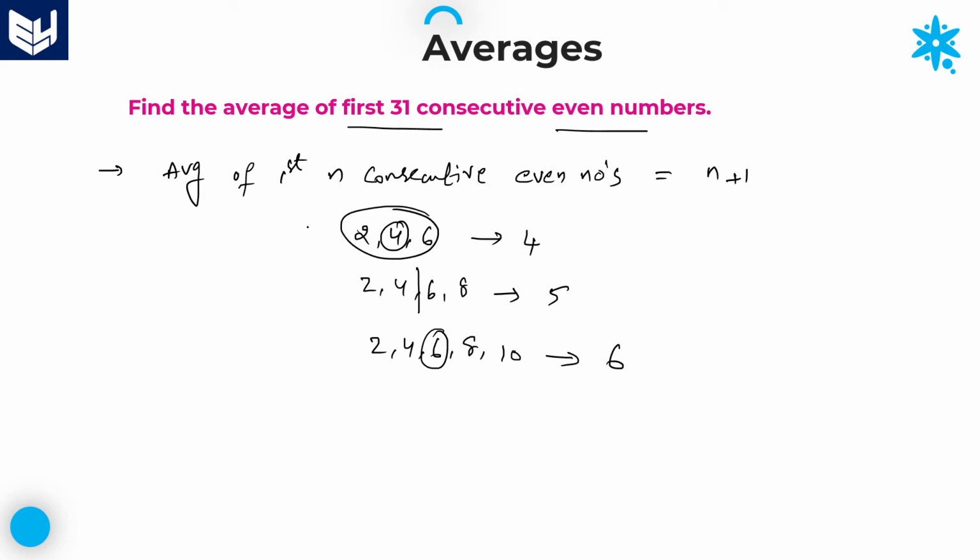If we take number of observations 3, average is 4. If we take number of observations 4, average is 5. If we take number of observations 5, average is 6. If the number of observations is 31, then the required average becomes 31 plus 1, which is equal to 32. Therefore, 32 is the average of first 31 consecutive even numbers. That is the answer for this question.